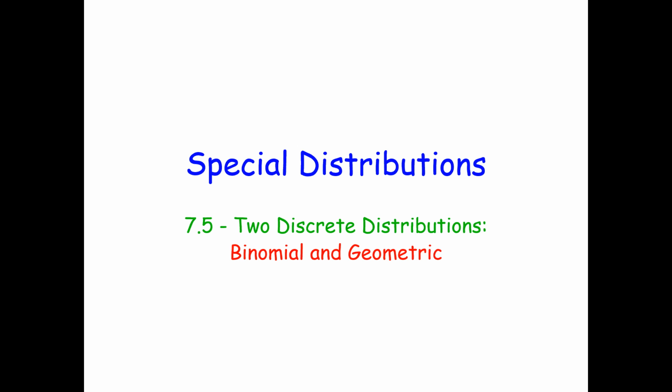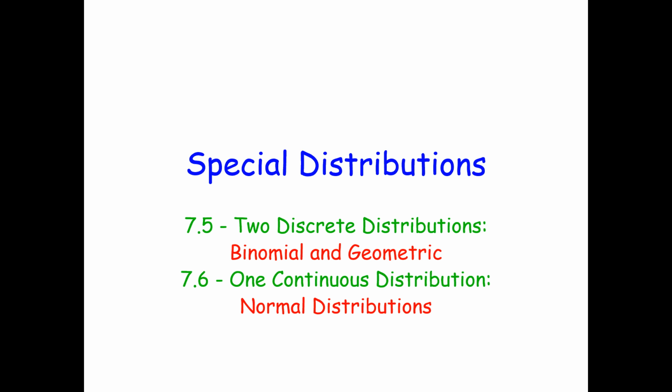In this video, we're going to continue talking about random variables and probability distributions. Now, there are two special distributions. The first, being what we're going to talk about in this video, are the two discrete distributions, which are binomial and geometric. And then in a future video, we'll be talking about one continuous distribution, which are our normal distributions. So let's go back to our binomial and geometric distributions, which are our two discrete distribution types.